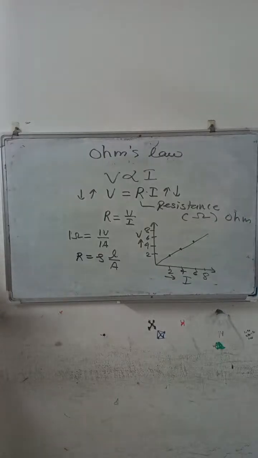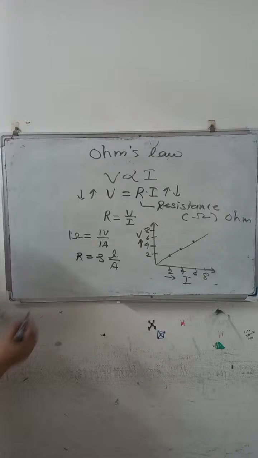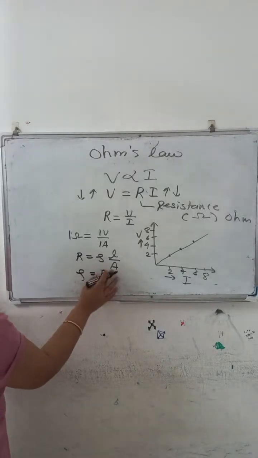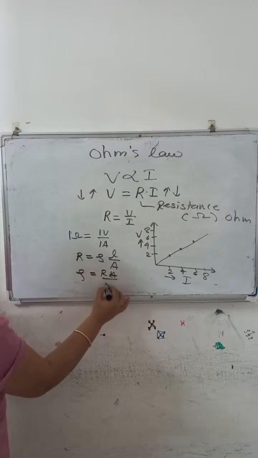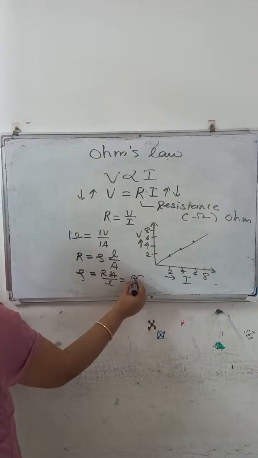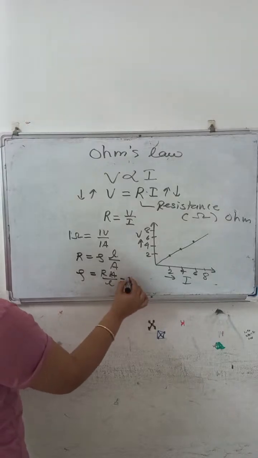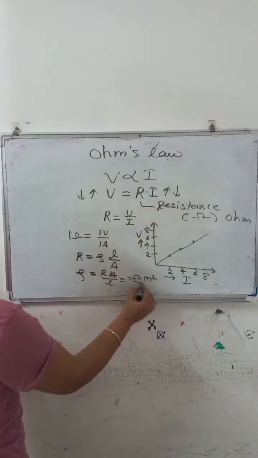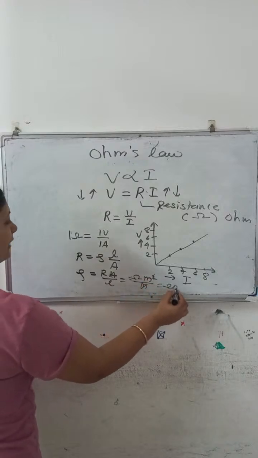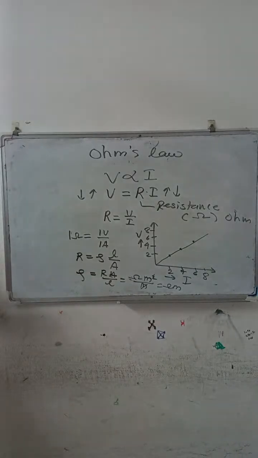So this is very important, and rho is nothing but the resistivity, and this resistivity rho we can write as R A divided by L. R is measured in ohm, area is measured in meter square, and length is in meter. One meter gets cancelled, and ohm meter is the SI unit of the resistivity rho.